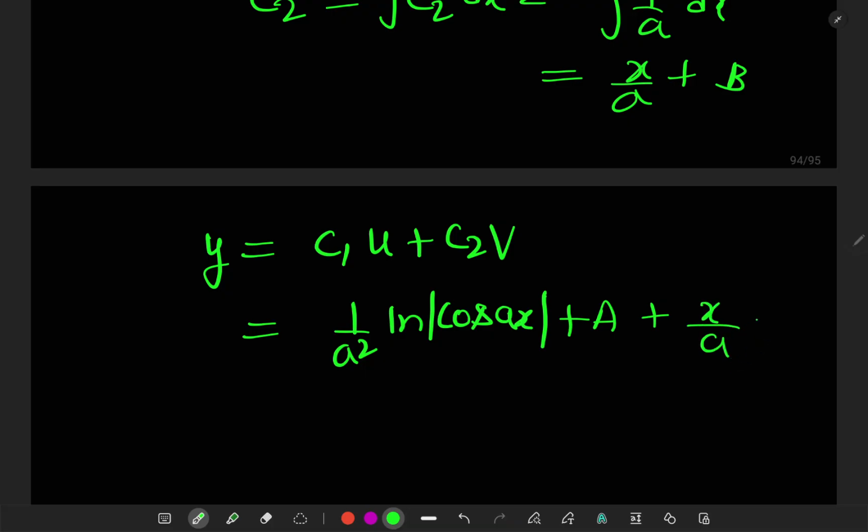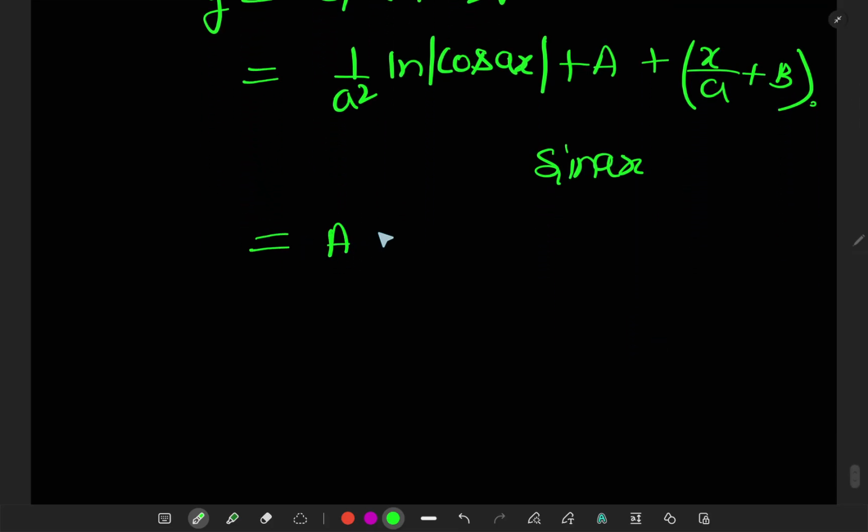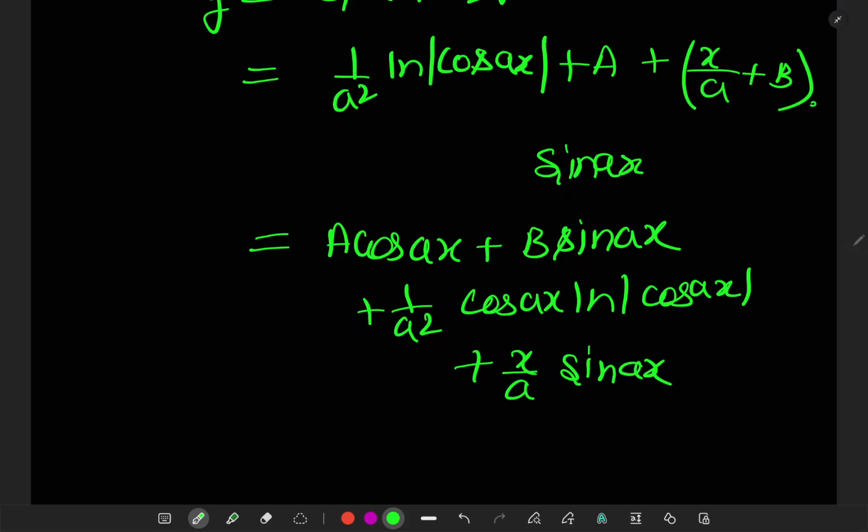C2 comes this, V is sin ax. On rearranging these terms, we can write this is the final answer of this equation. This is the solution of this differential equation.